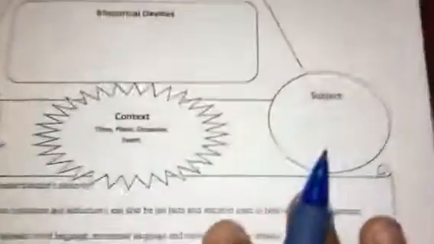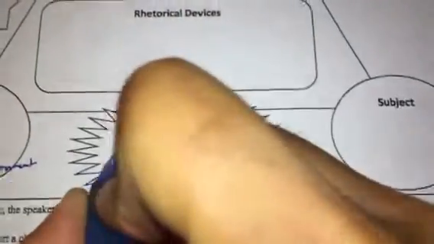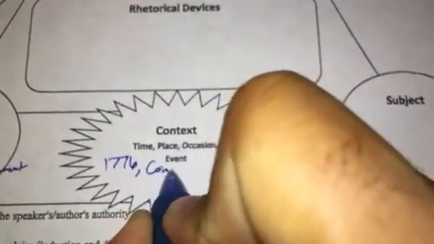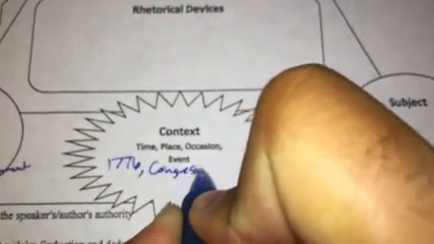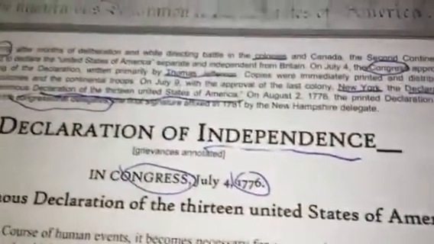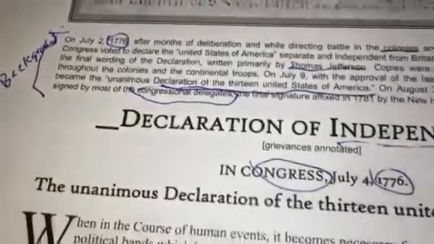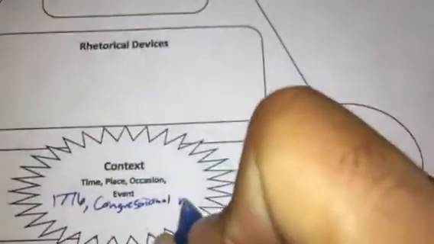Excellent. So context. Time in which it took place, 1776. Excellent. Place, congressional meeting. Well, how do we know that? Well, we got it from the background information. Congressional delegates, hey, Congress. It says unanimous declaration of the 13 colonies. Well, it has to be a congressional meeting.